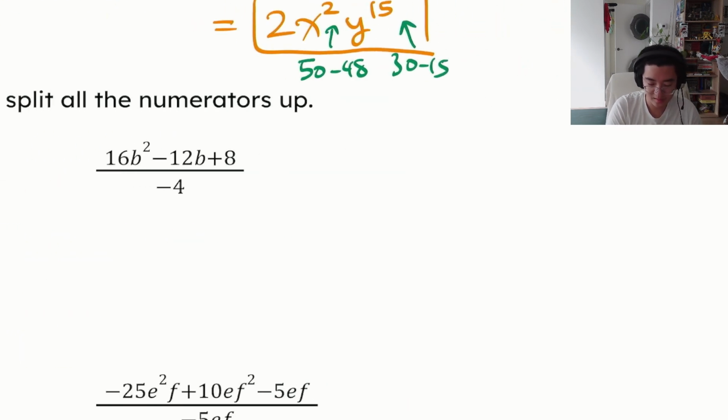Okay, next example. We got multiple terms here, so we got to split the fraction up.